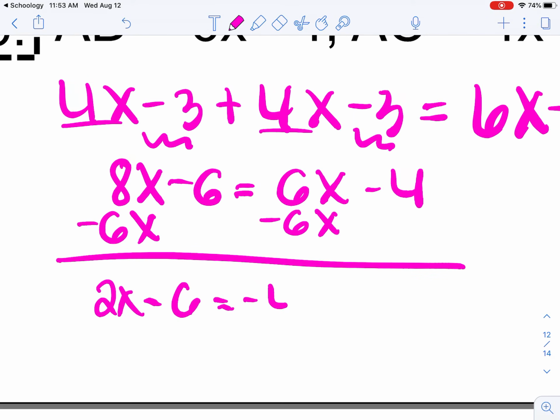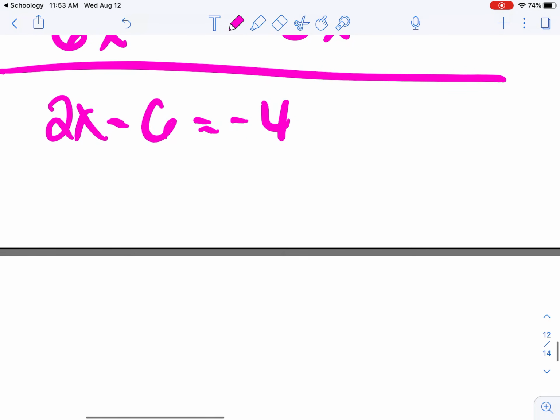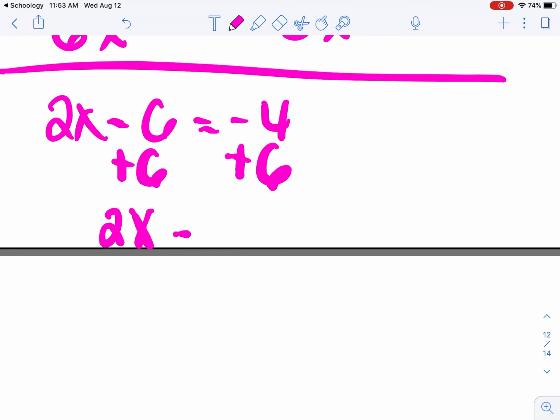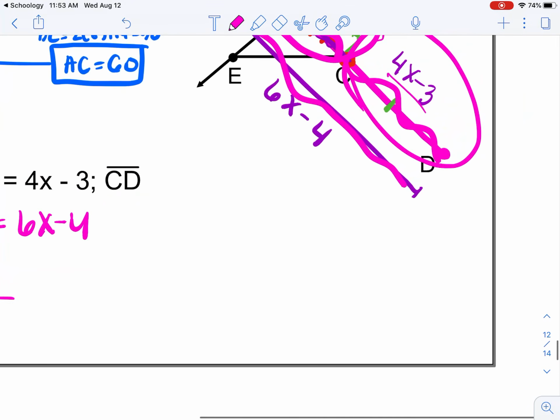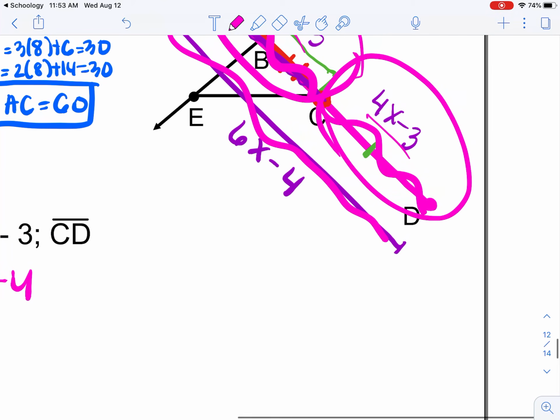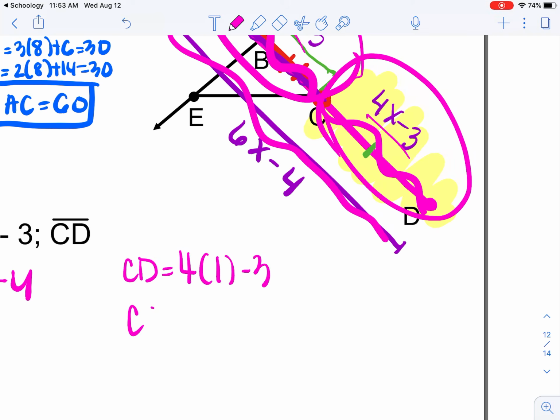2x minus 6 is equal to negative 4. Get rid of this negative 6 by adding 6 to both sides. 2x is equal to 2. Divide by 2. x is equal to 1. Okay, now I know x is 1, so I can finally find CD. If you look, CD is this piece right here, so I'm going to plug it in there. CD is equal to 4 times 1 minus 3. CD is equal to 1.